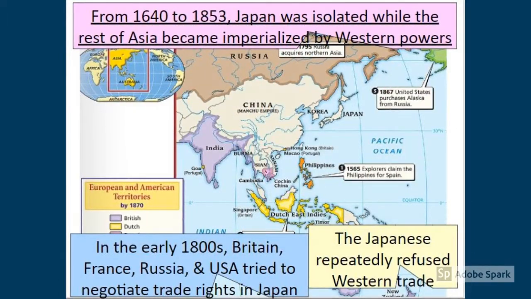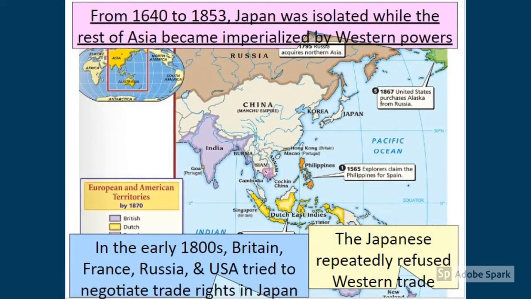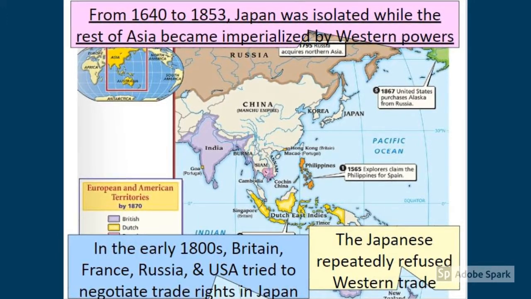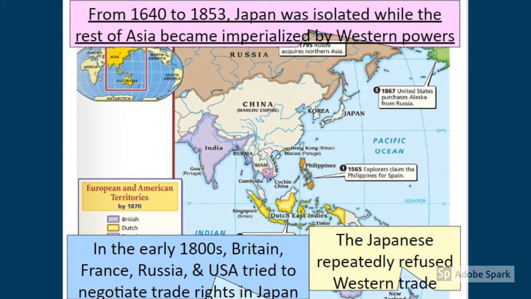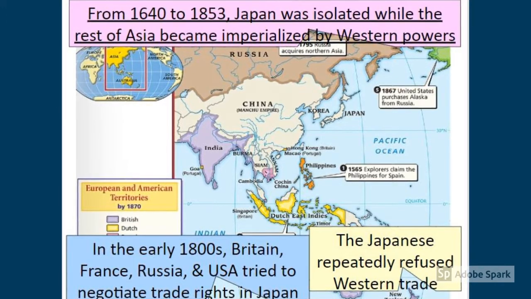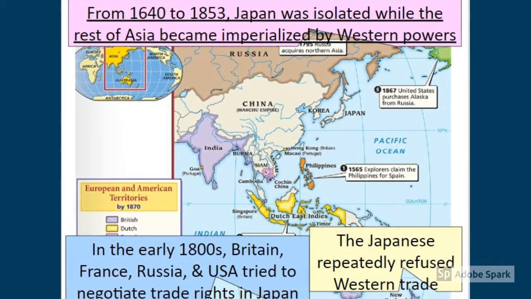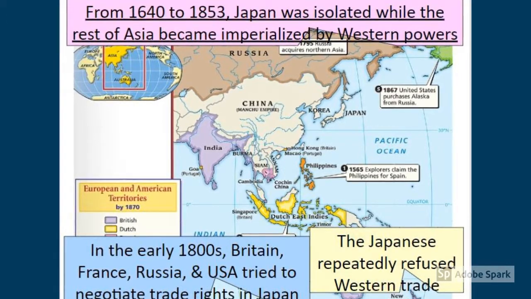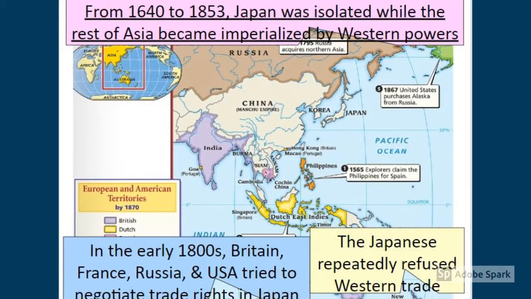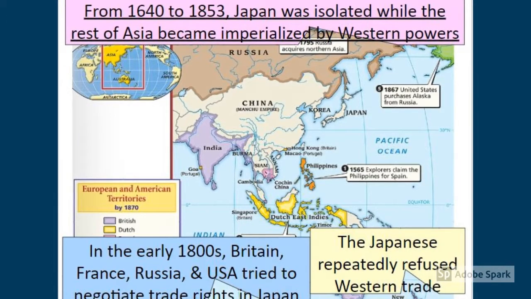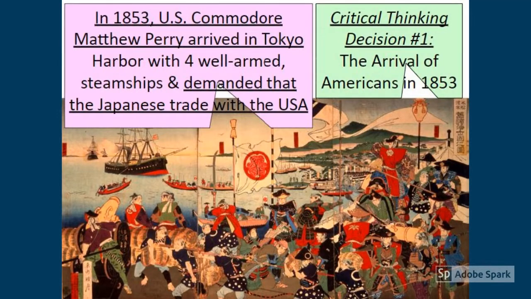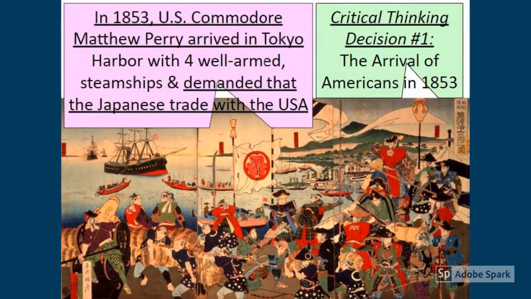From 1640 to 1853, Japan is able to maintain their isolationist policies, while the rest of Asia becomes imperialized by Western powers. In the early 1800s, Britain, France, Russia, and the USA try to negotiate trade rights in Japan, and the Japanese will repeatedly refuse Western trade. Knock knock, guess what? America's here. In 1853, U.S.